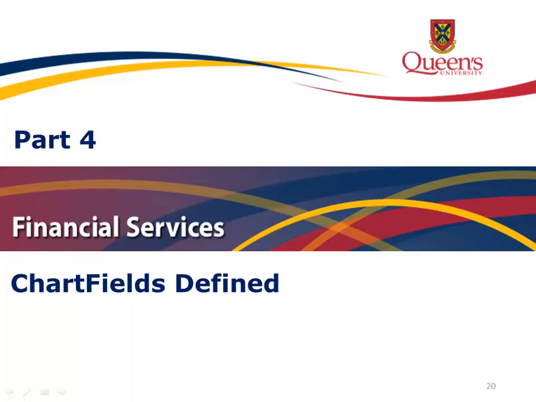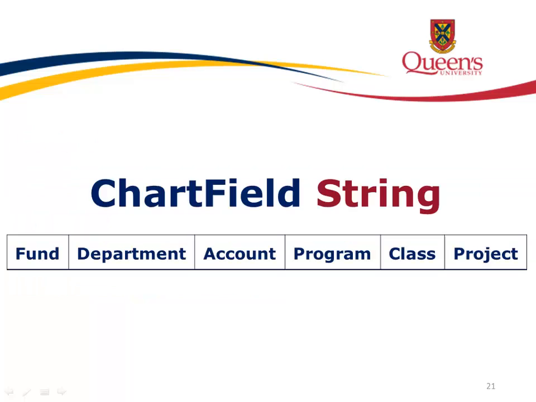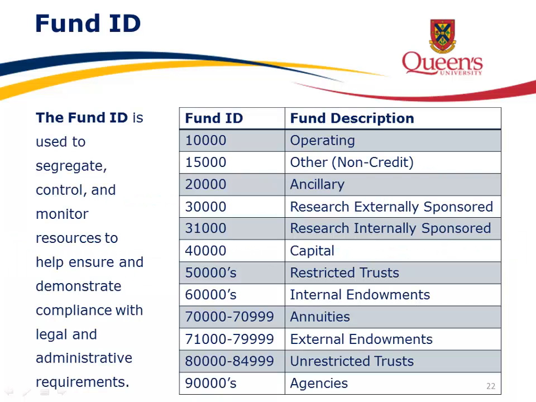Part 4. Chart fields defined. There are a total of 6 chart fields used to classify data within the Queen's GL: Fund, Department, Account, Program, Class, and Project. Depending on specific reporting requirements, various combinations of chart fields will be used to make up a chart field string when processing transactions. Let's begin with the Fund ID.